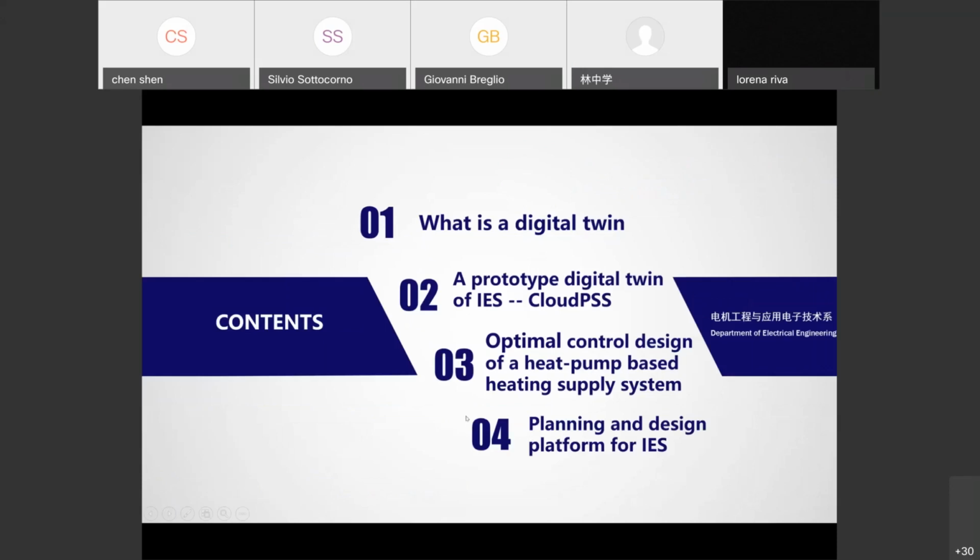I will go through four topics. First of all, I will give a brief introduction about my understanding of a digital twin. Then I will show you a prototype digital twin of IES, the Cloud PSS. Then I will give two examples of the digital twin application. One is the optimal control design of the heat pump-based heating supply system, and the other is the planning and design platform for IES.